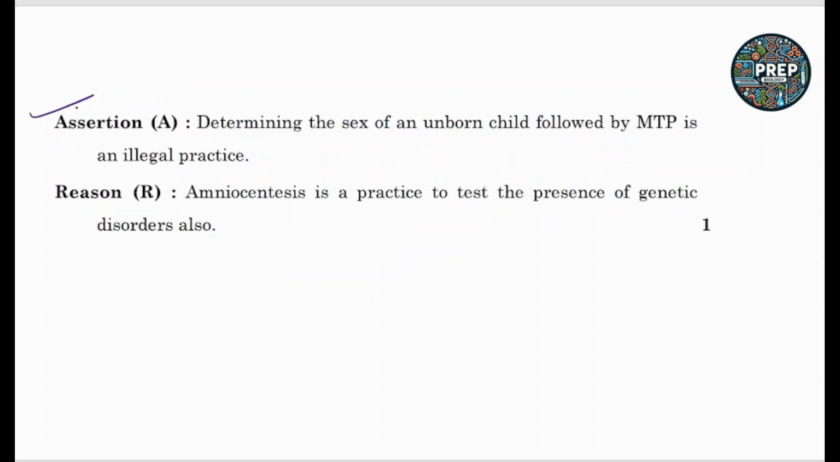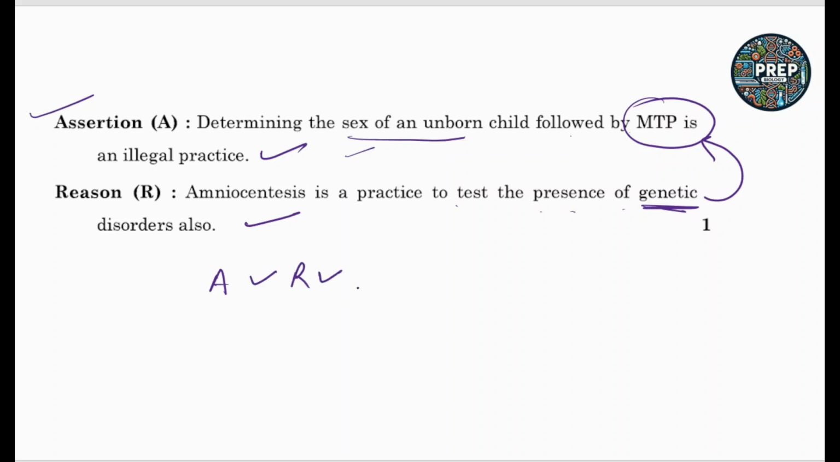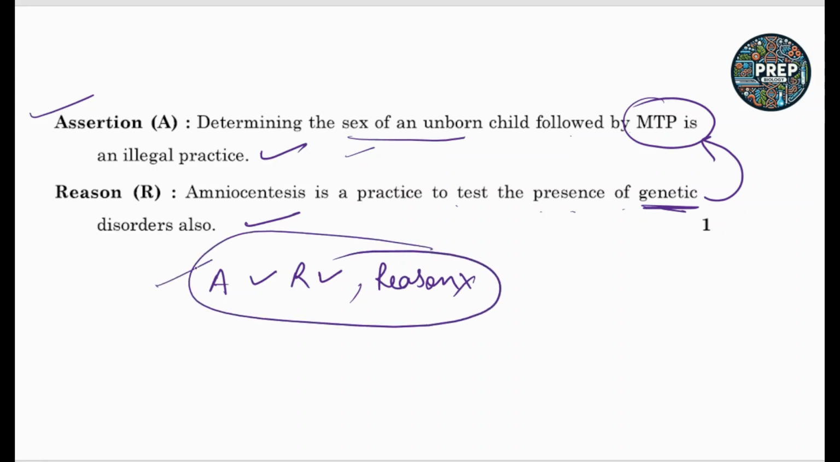And the last question of this class, that is the 40th question. The assertion is that determining the sex of an unborn child followed by MTP is an illegal practice. And the reason is that amniocentesis is a practice to test the presence of genetic disorders. Both statements are true, but the reason is not the correct explanation of the assertion.